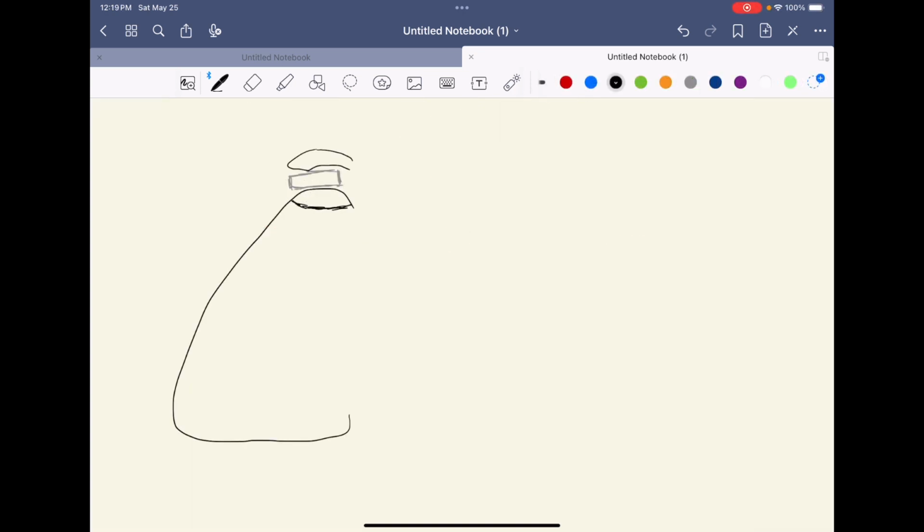Okay, so I will quickly talk about the sense of smell. So I've drawn, this is a nose.